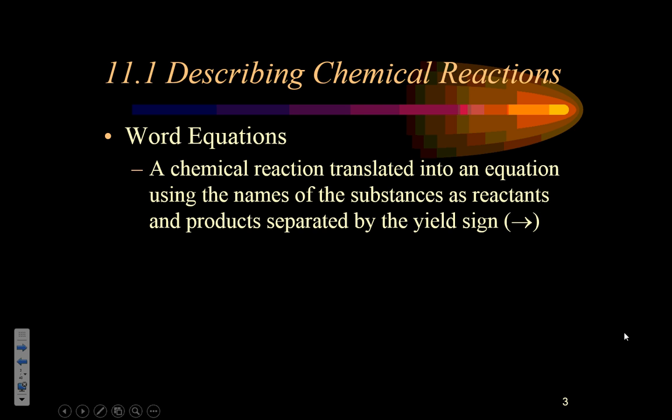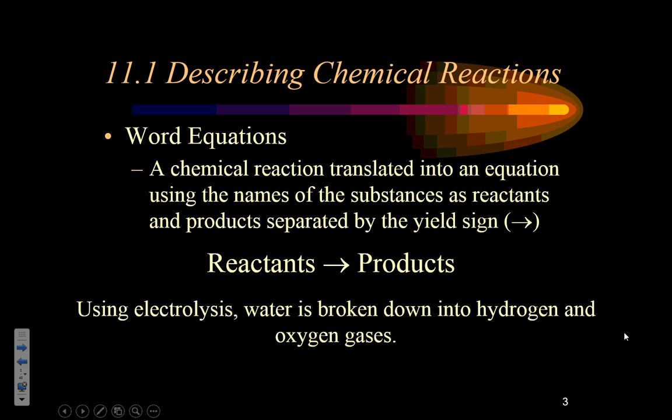So we could describe what we see: this reacts with this to make that. Well, we can take that and make it look more like an equation when we write a word equation. So it's a chemical reaction translated into an equation using the names of the substances for our reactants and products. And we separate the reactant and product side by the yield sign, just like you probably talked about last year in biology. So for a chemical sentence like, using electrolysis, water is broken down into hydrogen and oxygen gases, water is what we're starting with, so that's going to be a reactant. And then that's breaking to produce two new substances, hydrogen and oxygen. So that would be what a word equation is.